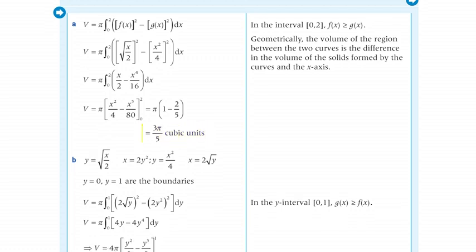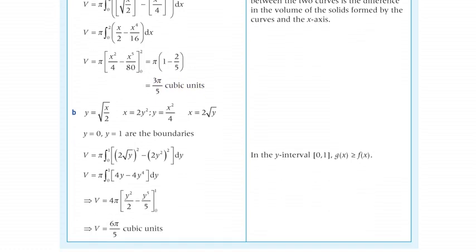In part B, you will find the volume of the same region formed by the intersecting graphs, but this time the region will be rotated about the y-axis. The integration bounds are y equals 0 and y equals 1, which are the y-coordinates of the points of intersection. Next, obtain the functions in terms of x.